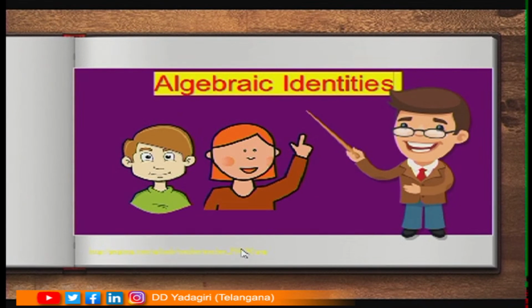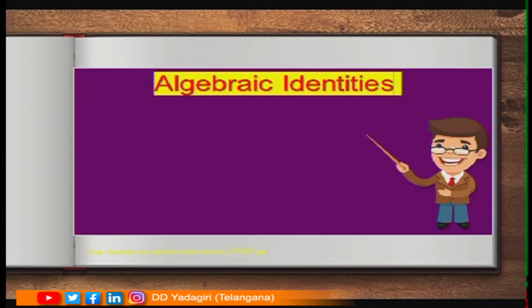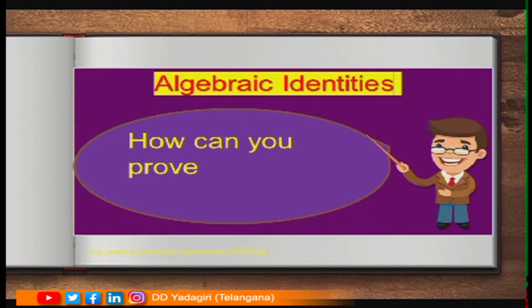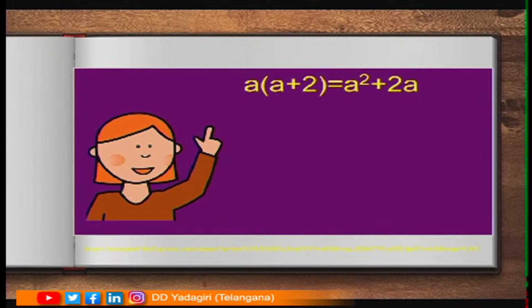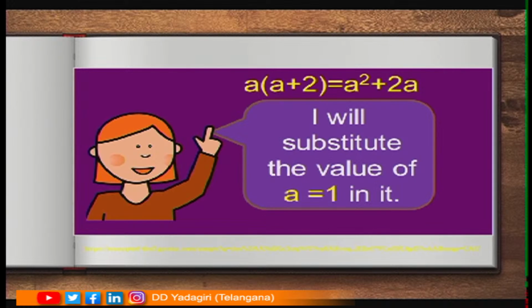There was a discussion in class 9 between the teacher and the students. The teacher asked the students what algebraic identities are. Many students tried to answer, out of which Reshma and Rohit tried to give answers. The question asked by the teacher was: how can you prove that a into a plus 2 is equal to a square plus 2a? Reshma raised her hand and said, I substitute the value of a as 1 in it.